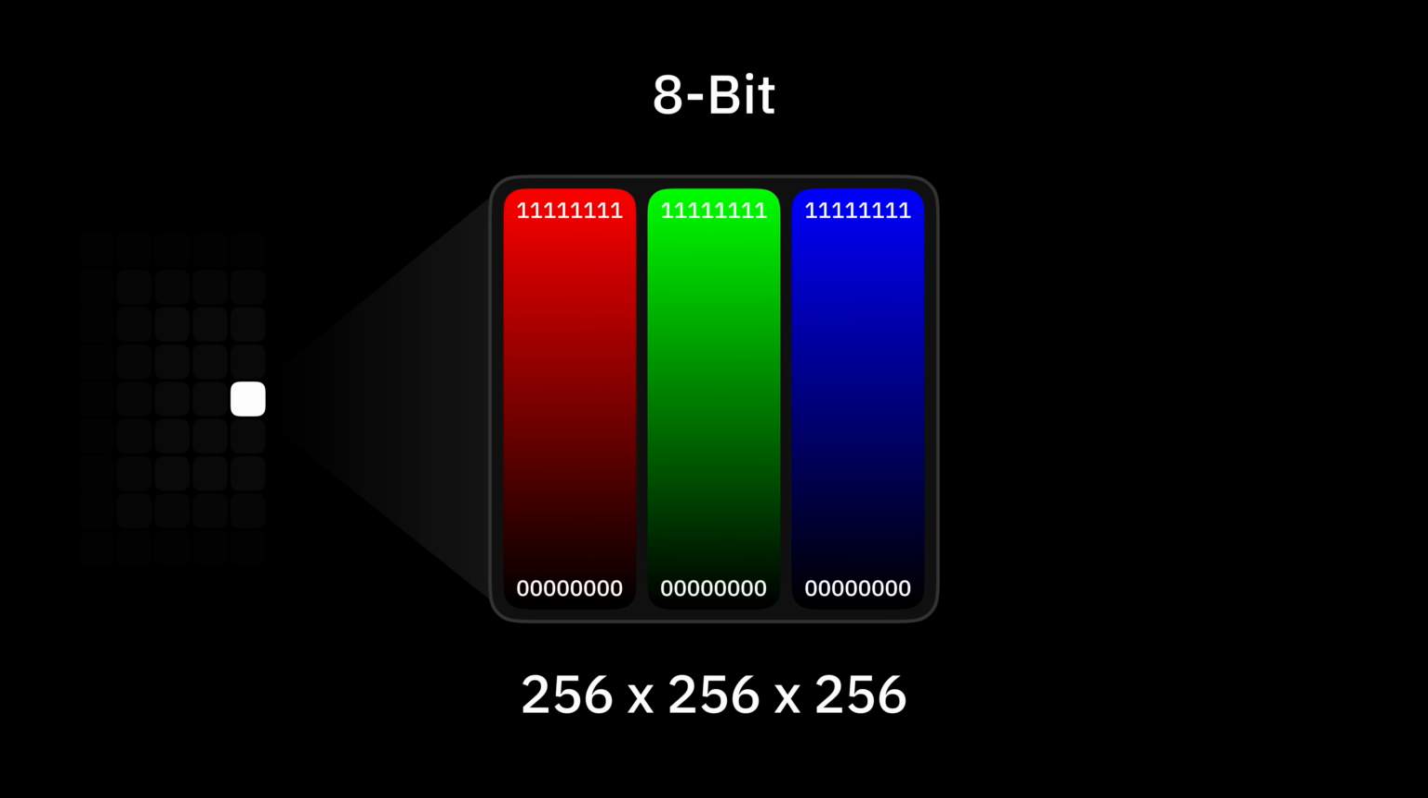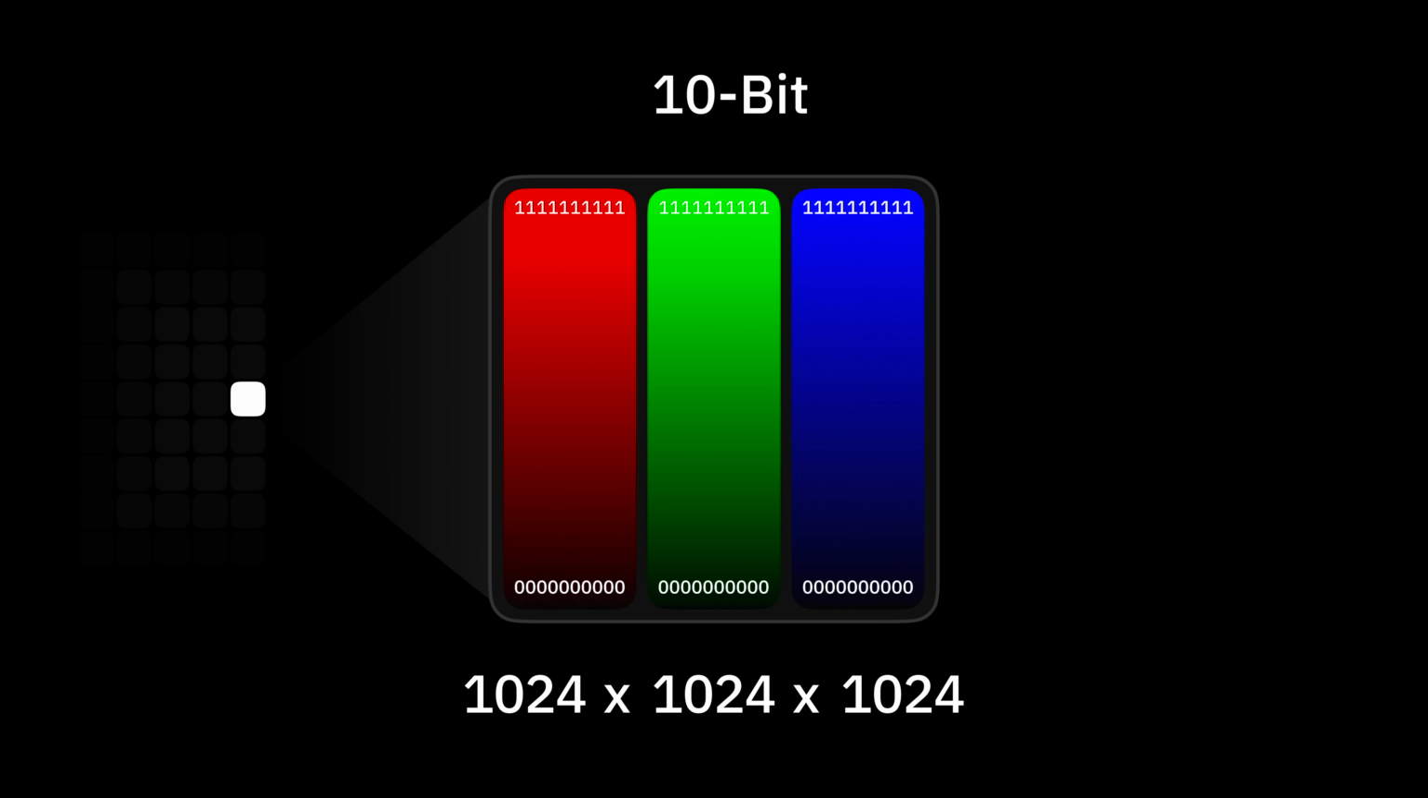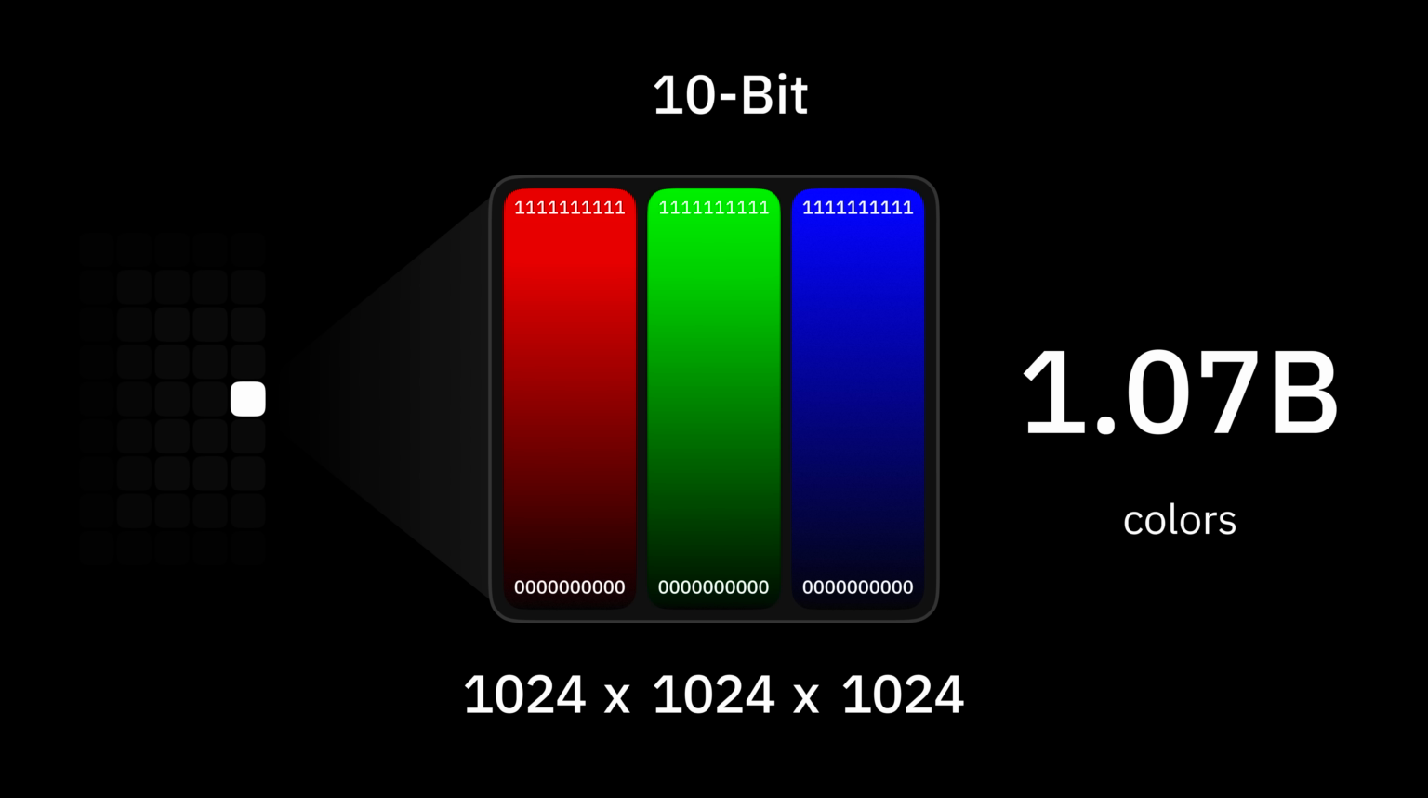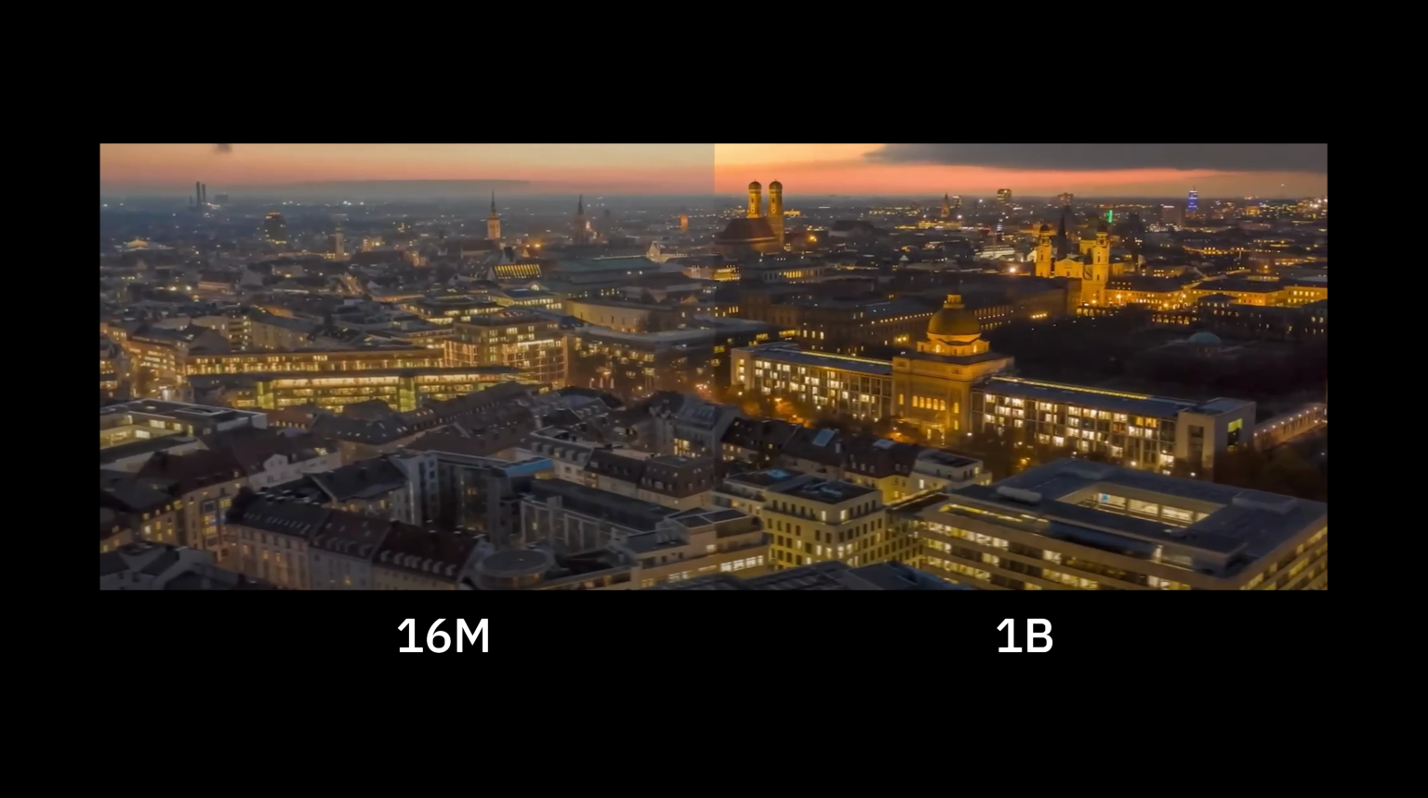So for example, a 24-bit display that has 8 bits or 256 colors per channel has about 16 million colors in total. And more accurate modern displays have a 30-bit color depth, which means 10 bits or 1024 colors per channel at about 1 billion colors in total. And 1 billion colors looks much more realistic compared to only 16 million colors.